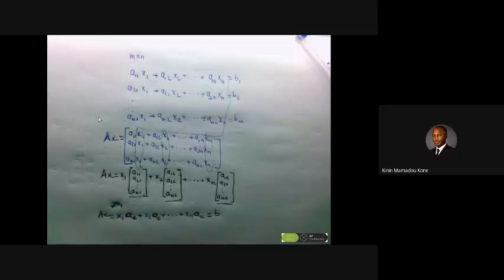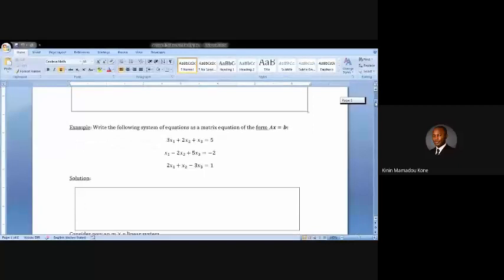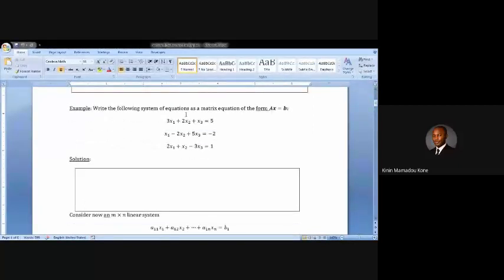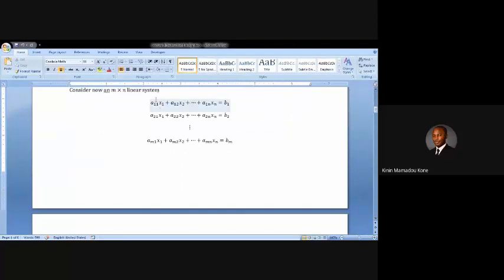So let's go back to the notes. Okay, I think we've already solved this one. Write the following system of equations as a matrix equation of the form Ax equals b. That was already solved. So now consider an n by n linear system.